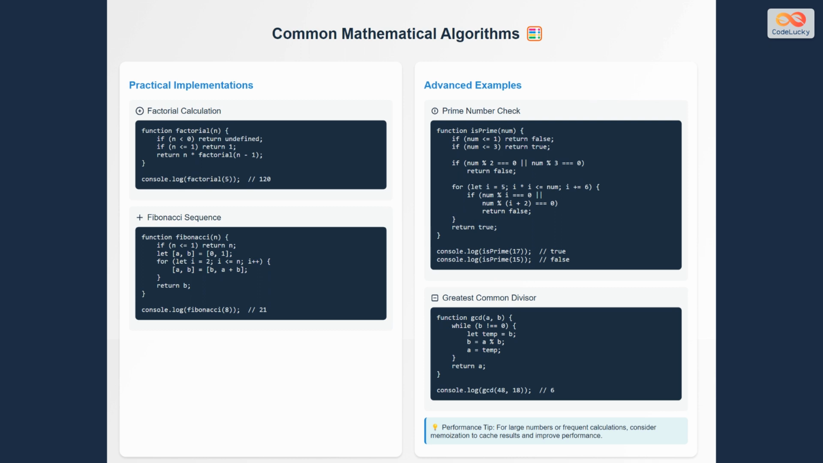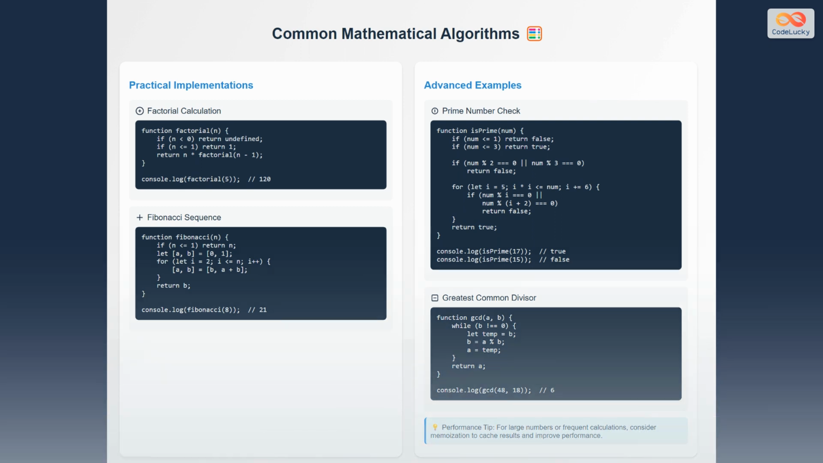A useful tip to improve performance is to use memoization, or caching results for frequently called functions with the same parameters, so that you don't have to recalculate them every single time.